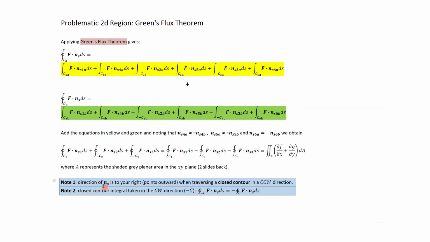All right, just a note: the direction of N is to your right. It points outward when traversing a closed contour in a counterclockwise direction. And the second is that the closed contour integral taken in the clockwise direction, minus C W, right? This is essentially what I alluded to, that anytime you see something of this form, it can be replaced by this. Similarly, if this were a tangent vector instead, it'd have the same form as well.